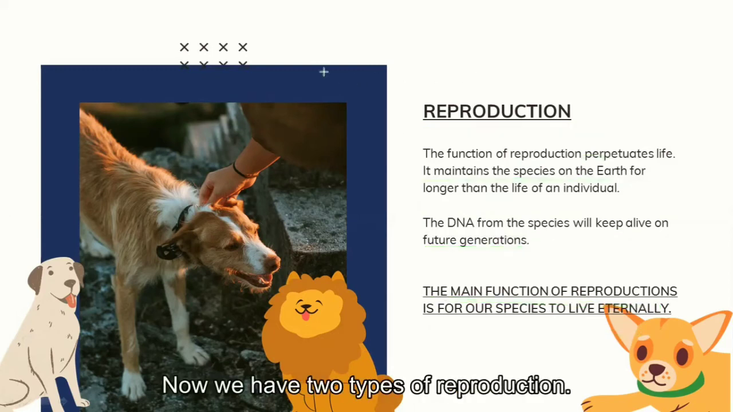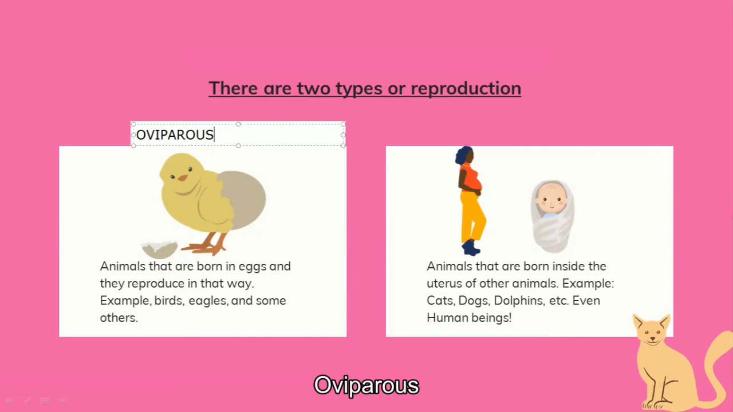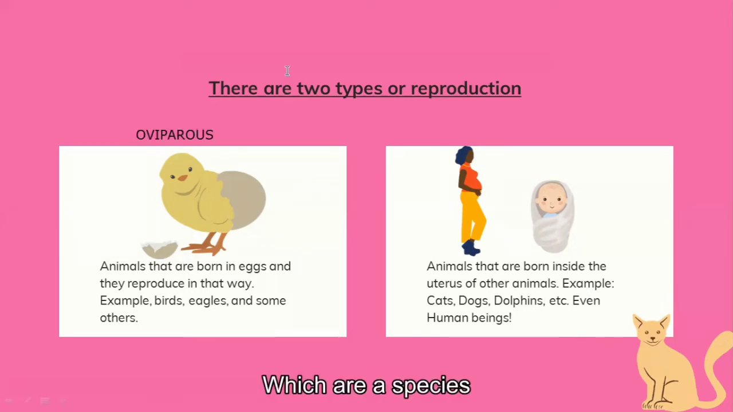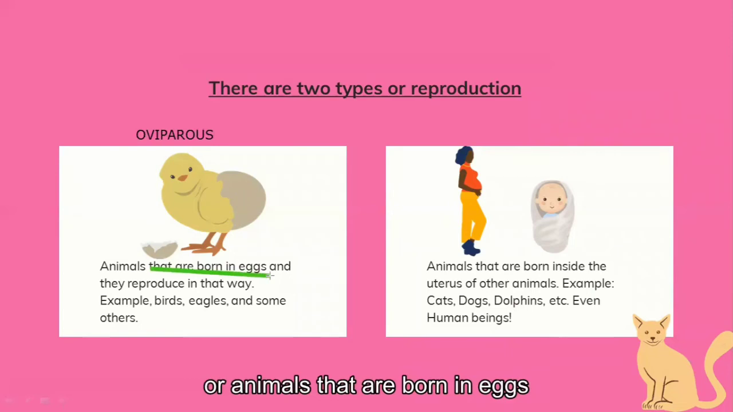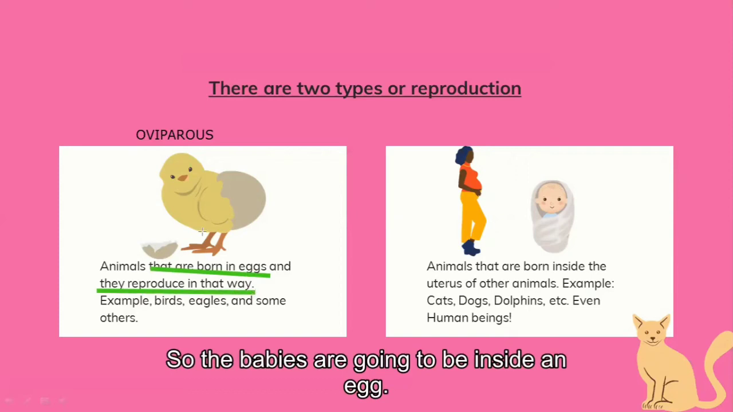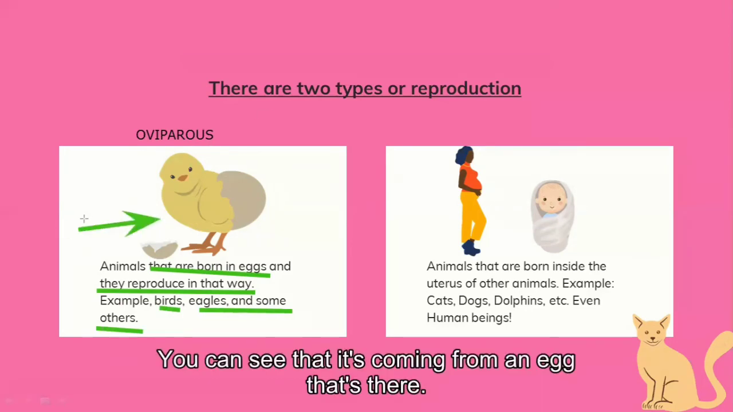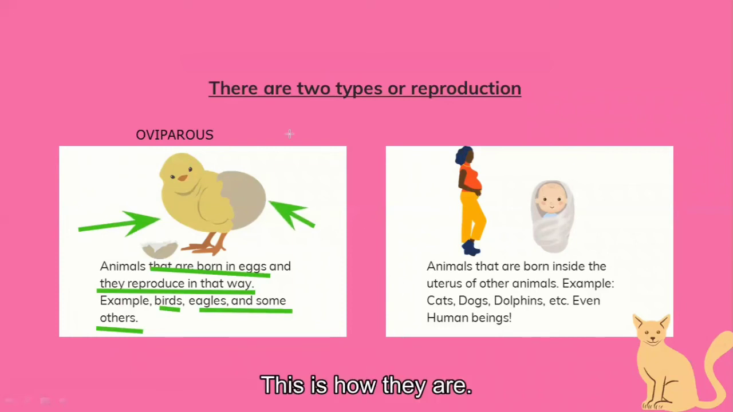Now, we have two types of reproduction. We have the oviparous, which are species or animals that are born from eggs and reproduce in that way. So the babies are going to be inside an egg. For example, birds, eagles, and some others. As you can see on the image, it's coming from an egg. That's the egg.